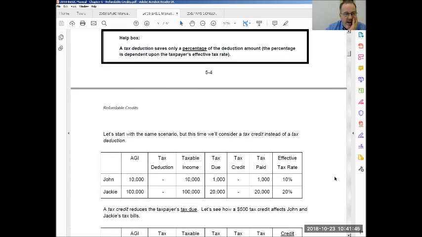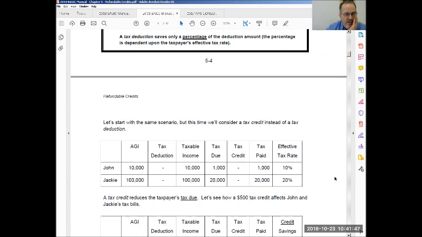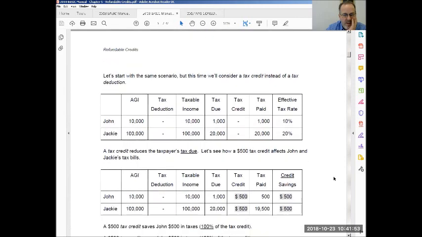Now, let's go back to the top of 5-5, and we're going to talk about a similar scenario. We started out with that effective rate. Now, in this case, we have a tax credit, and that's what we're going to talk about, these refundable and non-refundable credits. No deduction, so we calculated the tax. The credit comes off the tax. So deduction off of income, credit off of tax.